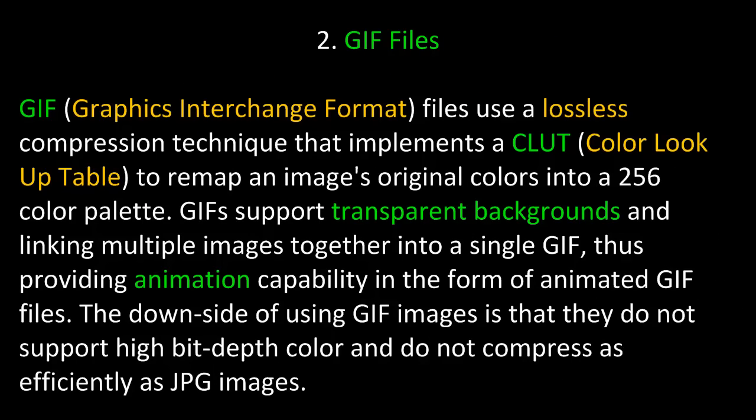Second are GIF files. GIF, or Graphics Interchange Format files, use a lossless compression technique that implements a CLUT, or color lookup table, to remap an image's original colors into a 256 color palette. GIFs support transparent backgrounds and linking multiple images together into a single GIF, thus providing animation capability in the form of animated GIF files. The downside of using GIF images is that they do not support high bit depth color and do not compress as efficiently as JPEG images.